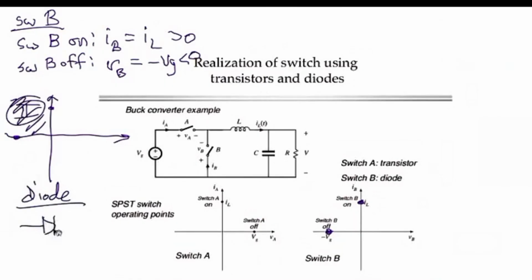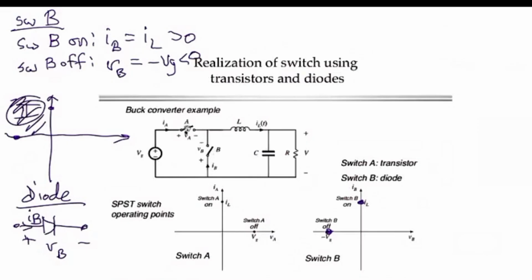So we have to draw the current IB and voltage VB, positive and negative. So switch B must be realized with a diode.